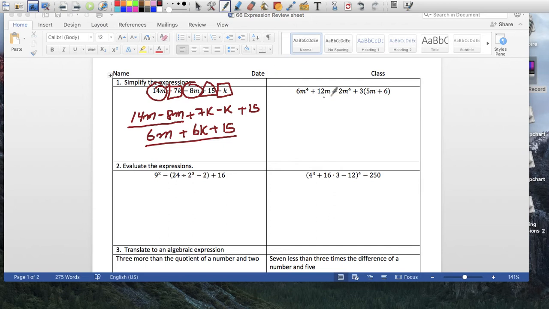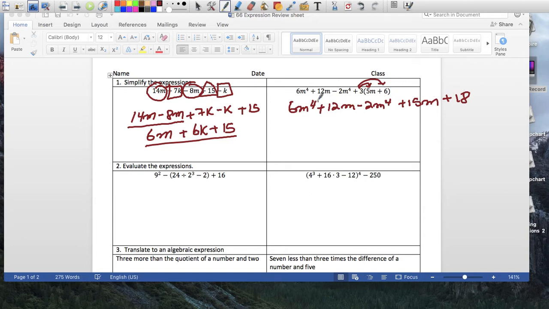For this one, I can't combine anything yet until I get rid of these parentheses. So I'm going to do the distributive property first. So 6m^4, I'm going to just copy these, 12m, minus 2m^4. And I'm going to take care of the distributive property. So it's going to be plus 15m, and 3 times 6, plus 18. Once I do the distributive property, the parentheses are eliminated.